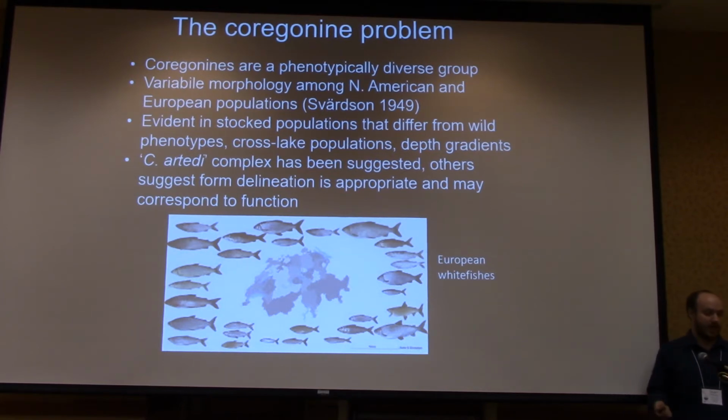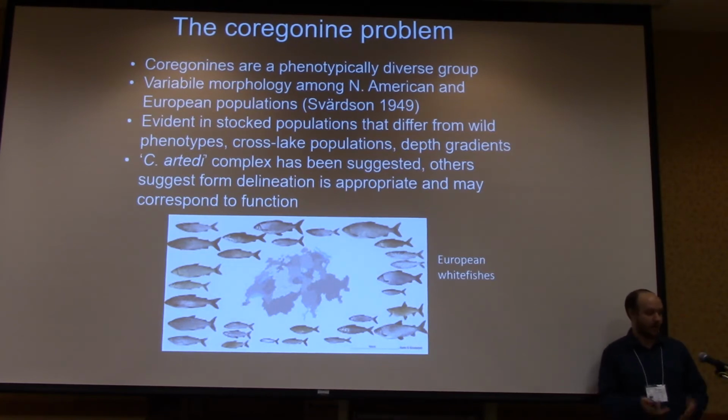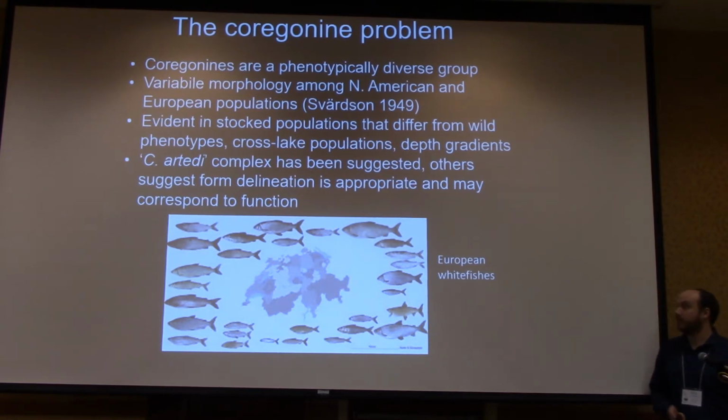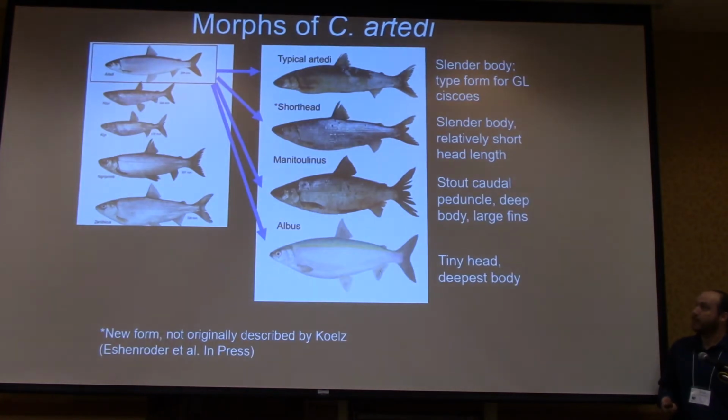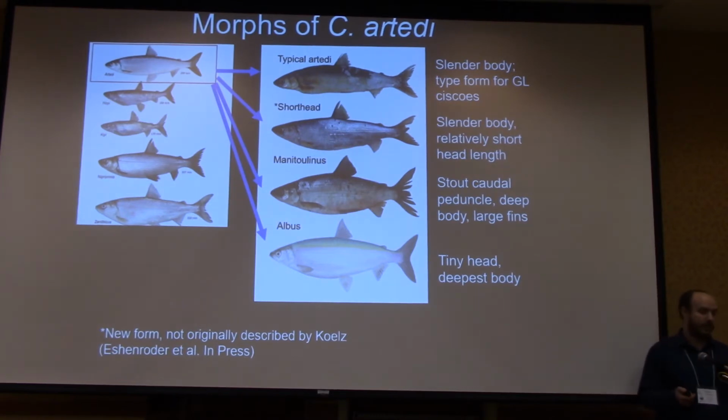Whereas, you know, some people say in the Great Lakes we have this C. artedi complex. Whereas others say, well, no, there are actually different morphs that can be delineated based on form and possibly even function. So what I'm going to focus on is mostly within cisco, or Coregonus artedi.